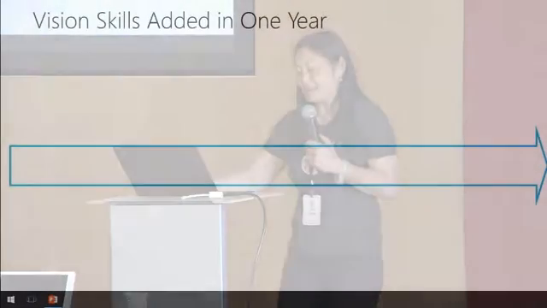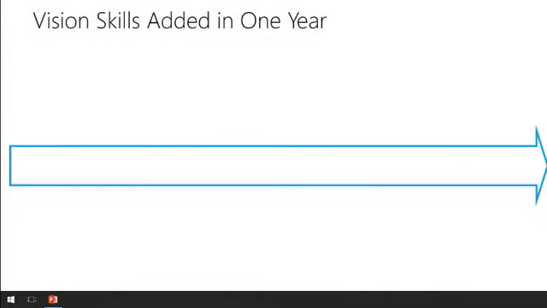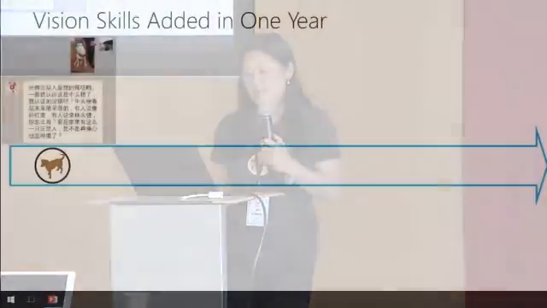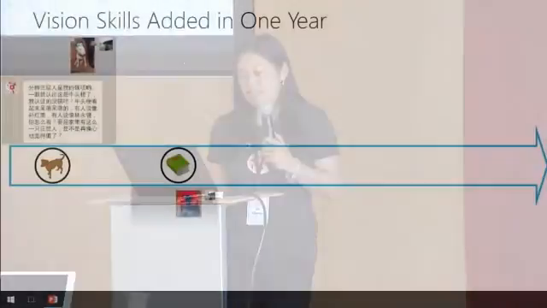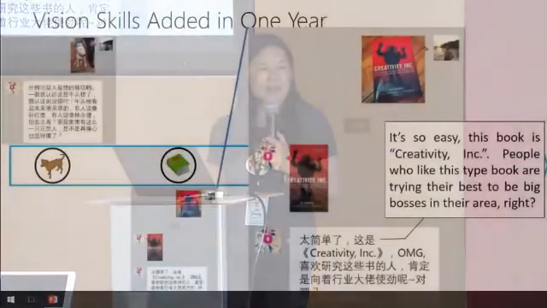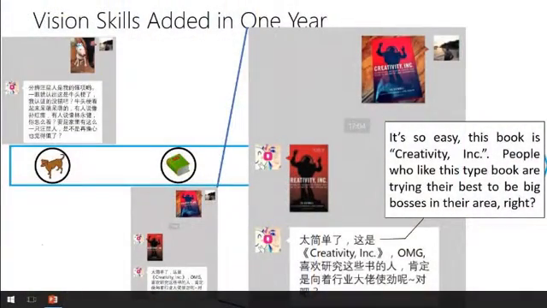So here's just some examples of some vision skills. We have a really strong vision group in China also. So there were the dogs. Then they did book titles and things like that, so she can recognize books and say things like, it's so easy. This book is creativity. People who like this book are trying their best to be big bosses, right? Trying to be silly.